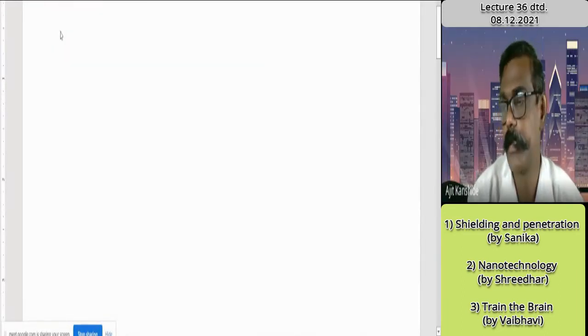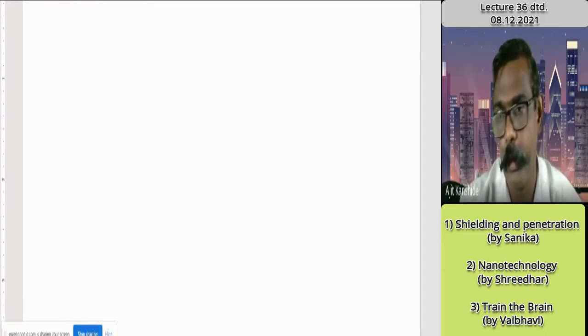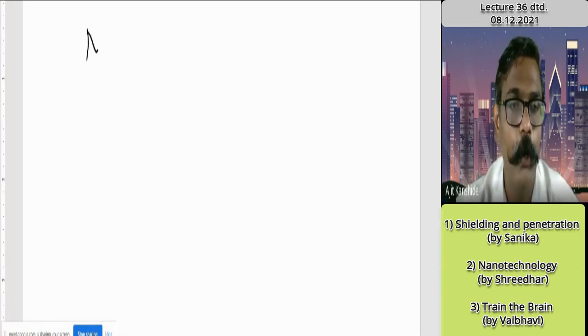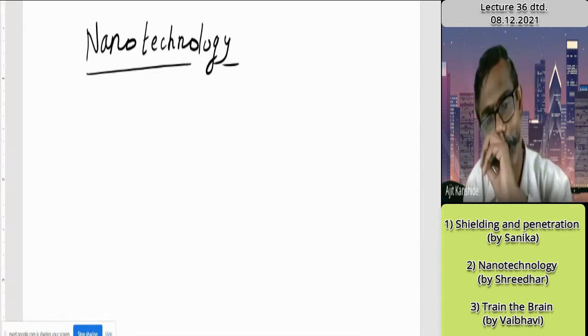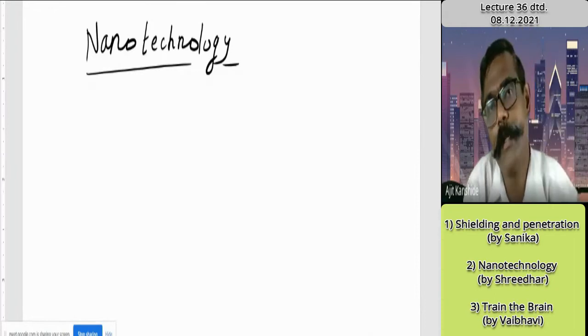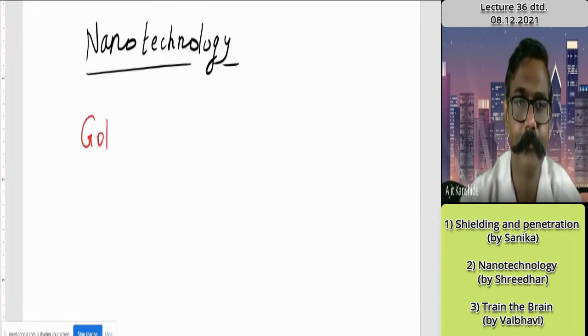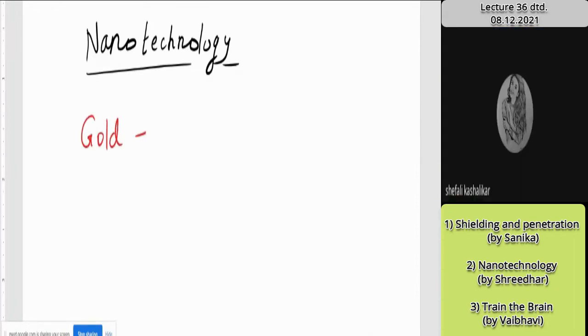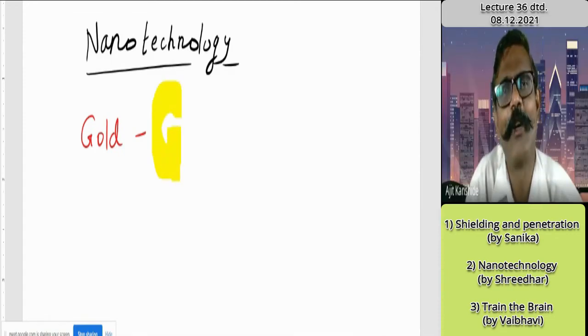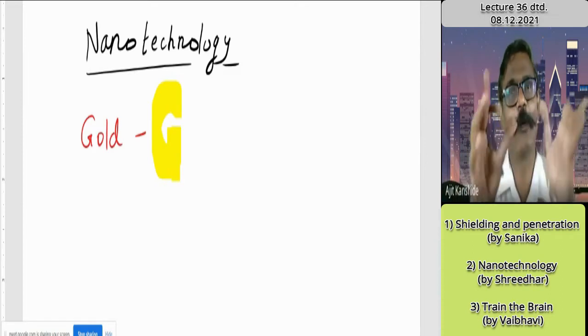Now, the second question, asked by Sridhar, is about nanotechnology. To make this concept clear, I ask you one simple question. What is the color of gold? Golden, yes, golden color or yellowish color. Golden itself is the color, somewhat yellowish, right?